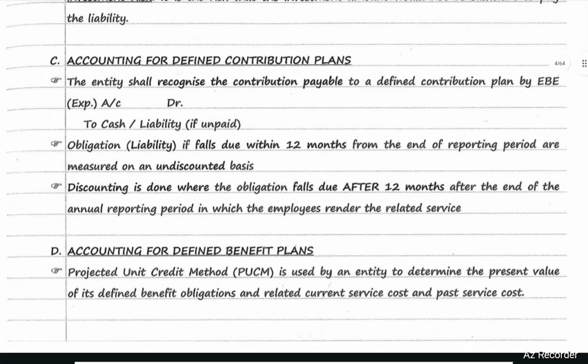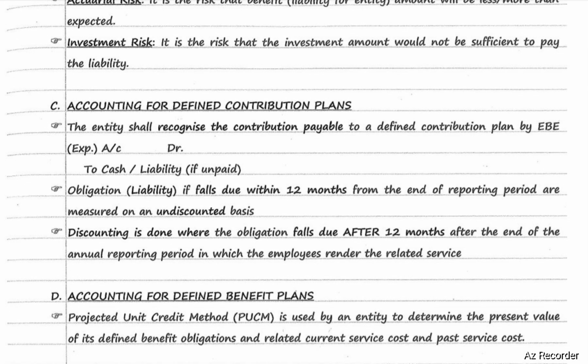Accounting for defined benefit plans. Here, the projected unit credit method, PUCM, is used by the entity to determine the present value of its defined benefit obligations and related current service cost and past service cost.